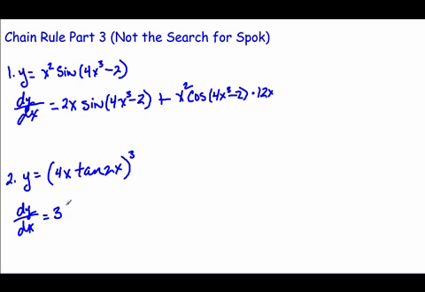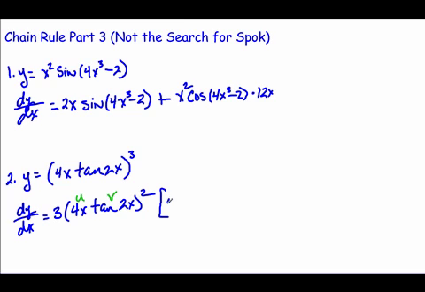So bring the 3 down. Exponent, then times the derivative of the inside. Well, the inside is a product. You have a u and you have a v. Okay, be careful with that. Many students will miss that, and if you don't see that, you're going to have trouble there.